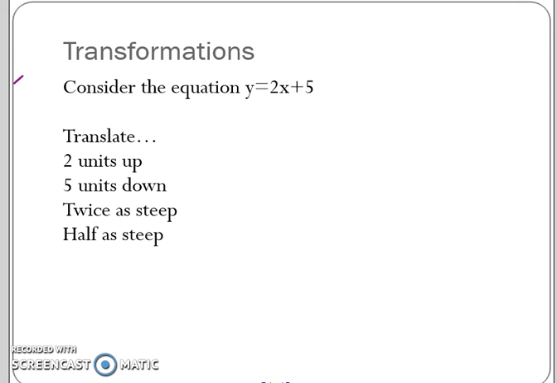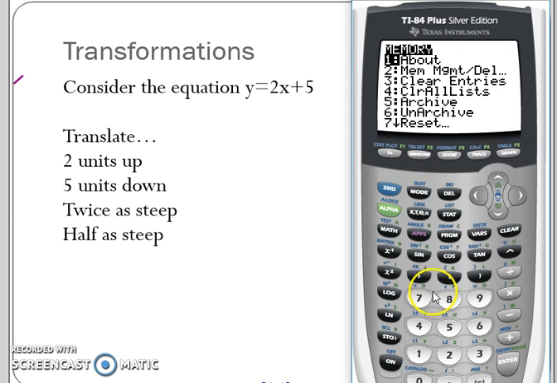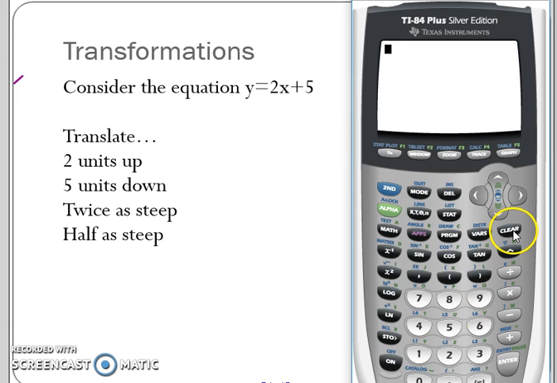So let's try another one. I'm going to ask you to hit second plus 712 and clear your calculator. Go back to Y equal. We're going to press 2X plus 5 this time. And then if you press graph, this is Y equals 2X plus 5. Let's translate 2 units up, 5 units down on the Y axis.